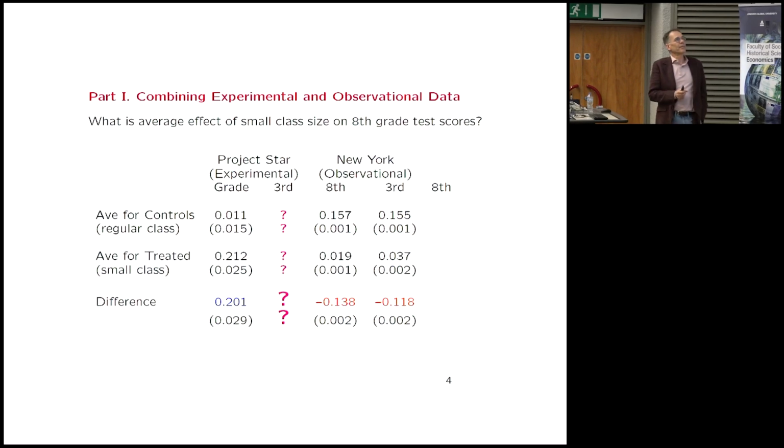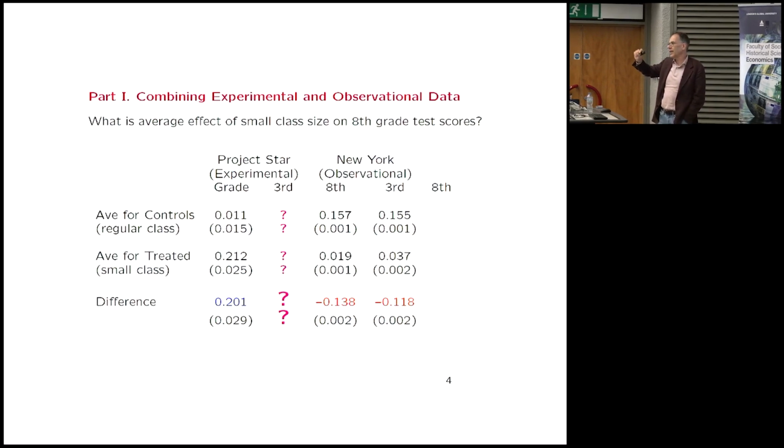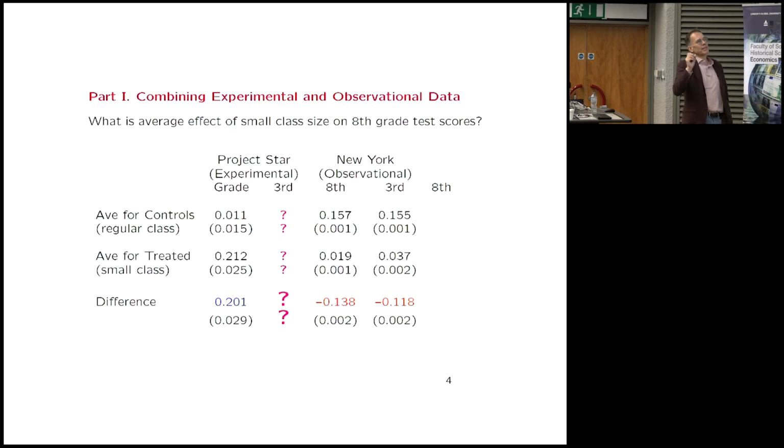And what we see there is that in 8th grade, the test scores for the kids who were in small classes early on, in 2nd grade and 1st grade, are actually lower than the 8th grade test scores for the kids in big classes, 0.037 versus 0.155, and because that's a very big sample, we estimate that the treatment effect of being in a small class very early on, estimated on these observational data, is negative, and it's very precisely estimated.